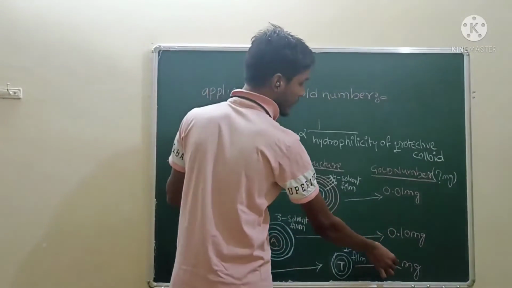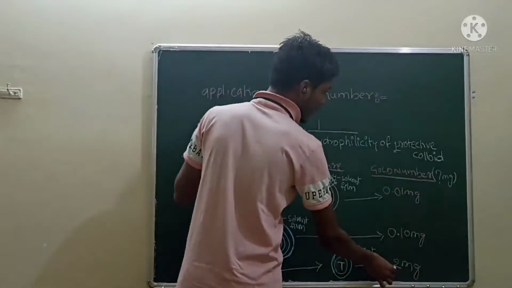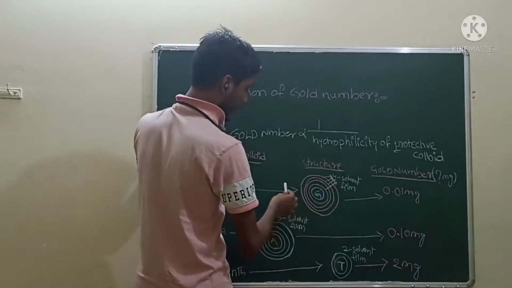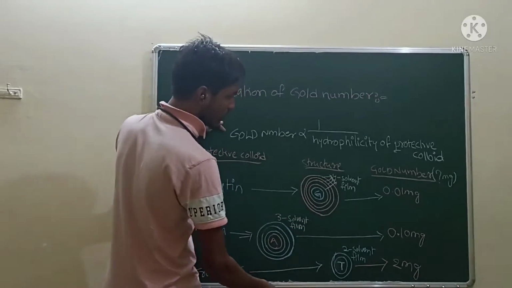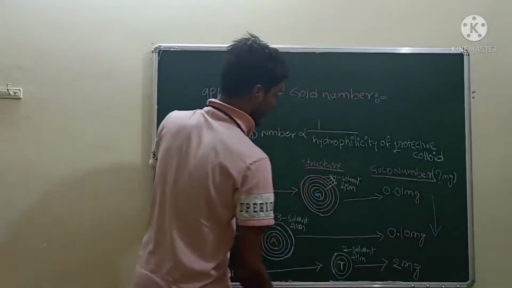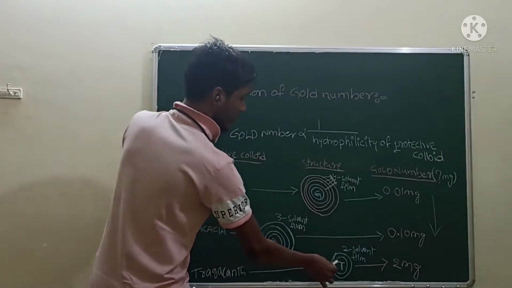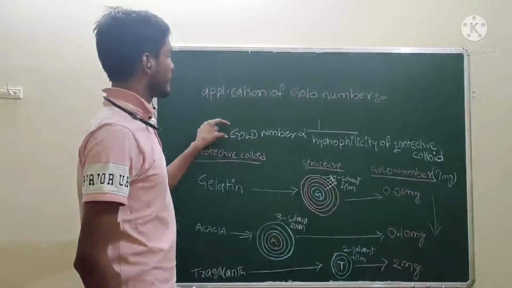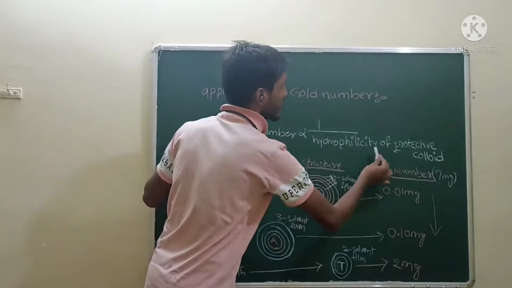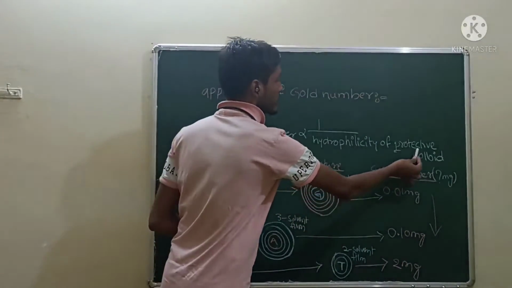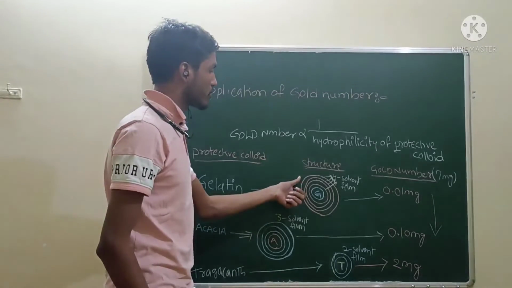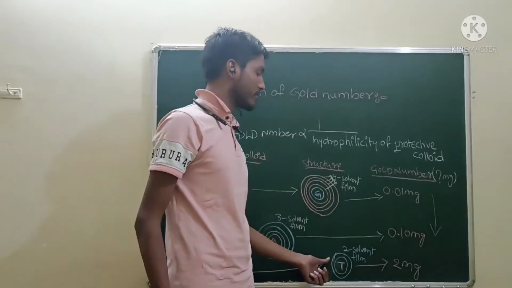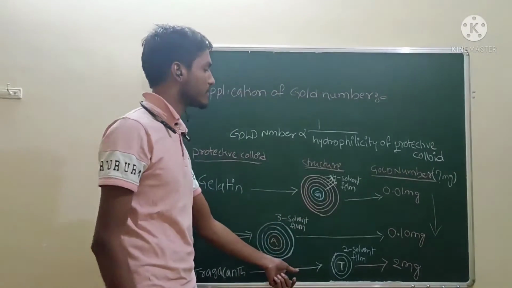Gold numbers are increasing. When the gold numbers are increasing, there is a reduction of solvent film on the different colloids like gelatin, acacia and tragacanth. Whenever the gold number is increasing, there is a reduction of solvent films, meaning hydrophilicity of the protective colloid is reducing, from four solvent films to three solvent films, three to two. So there is a reduction of hydrophilicity.